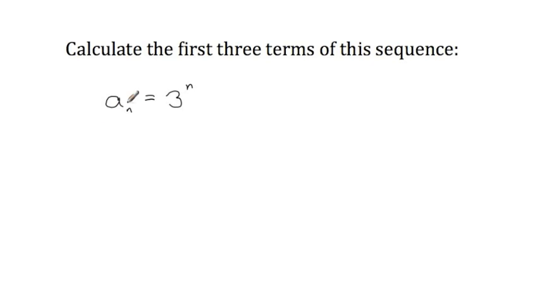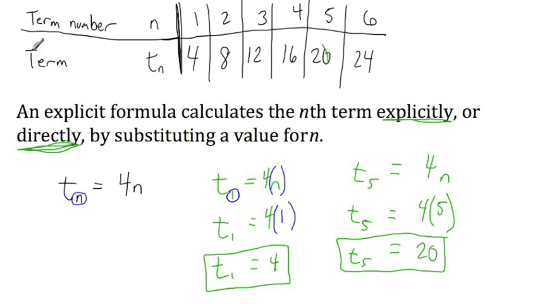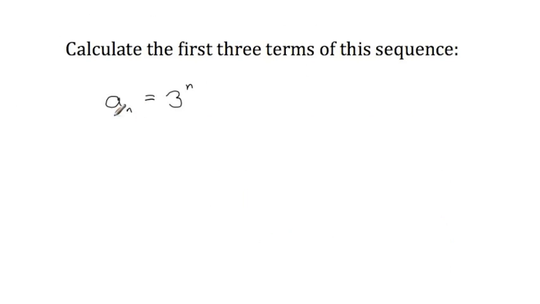So let's do this. Here, the term is represented by the variable a. It doesn't matter what variable we use, but in the last example, we were using the variable t to represent our term. So all of our terms had t sub n's, like t sub 1 or t sub 5. Here, the variable is a. So if I want to calculate the first term, I'll have to calculate a sub 1. If I want to calculate the second term, I'll have to calculate a sub 2. And if I want to calculate the third term, I'll have to calculate a sub 3.